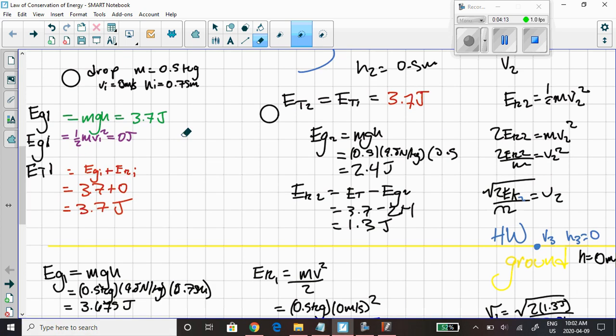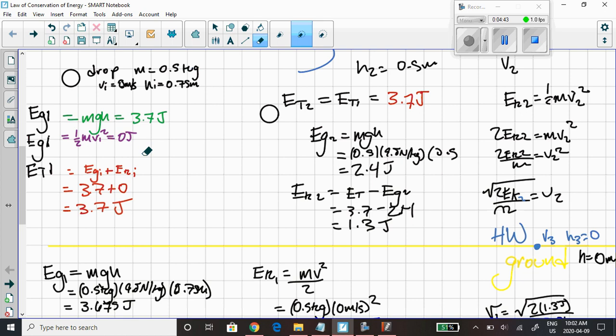So here's the situation. Here is an object. Right here, there's the object. And we're going to drop it. It could be a ball that's being dropped, what have you. We're going to assume that the initial velocity, the initial speed of this object, is zero, meaning it is dropped. It's not thrown up into the air. It's not thrown down. It's dropped. Drop the mic. Okay. And its mass is 0.5 kilograms.